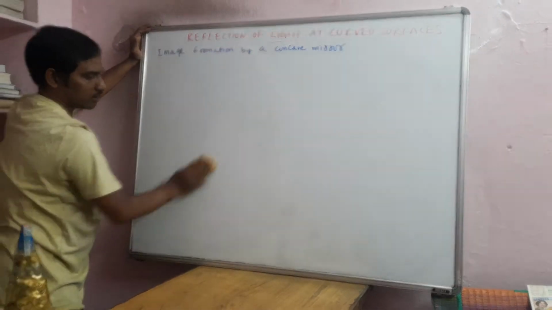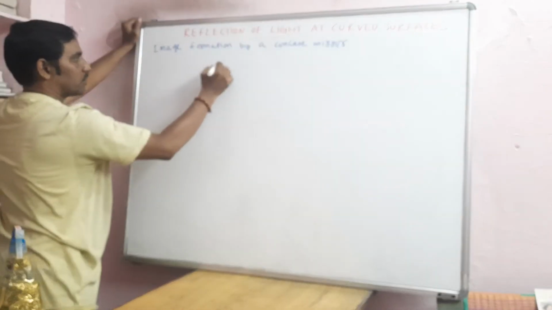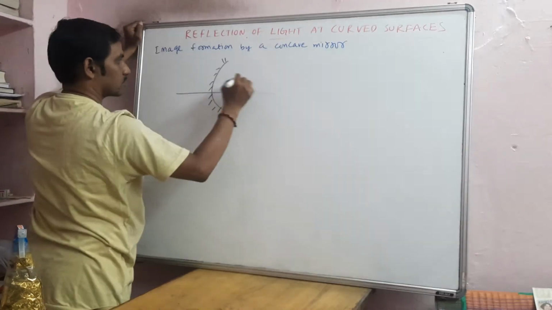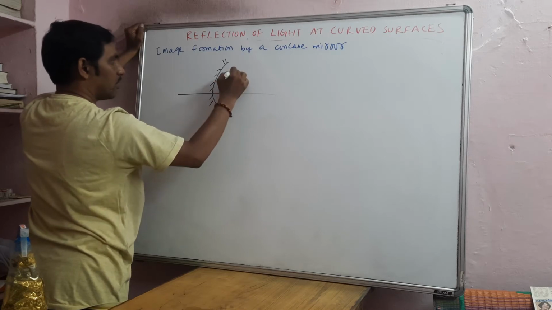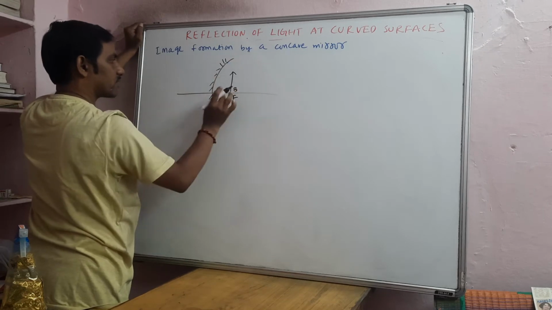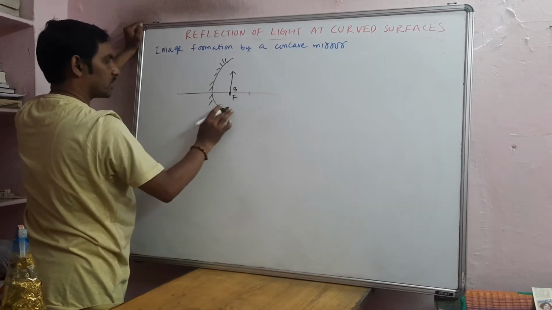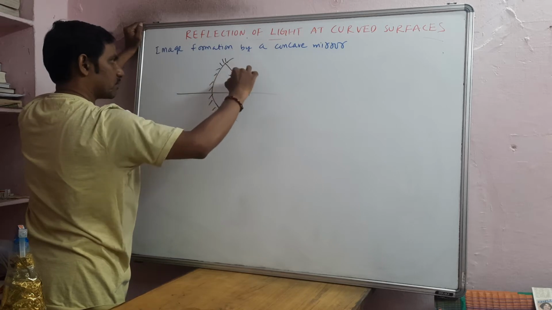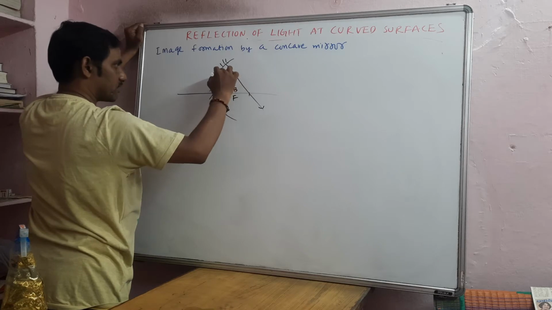Case number 2 we will take. Case number 2 is when the object is kept at F. Say this point is F, and the object is kept at F. Then what will happen to the light rays? Taking the same distance, you take C. The light ray which is coming and going like this will go like this, and the light ray which is coming like this will also go like this.